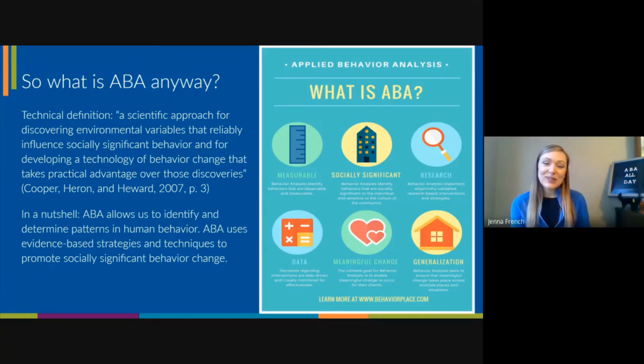Data, which I talked about, making sure that we are looking at the measurements that we collect and monitoring that data, maybe in a graph, so that we can see if the intervention that we have in place is effective. Making meaningful change. So that's important, just like the socially significant behavior changes. And then working on generalization. So not just helping someone acquire a skill, but then helping them be able to use that skill in the natural environment and be able to generalize across situations.